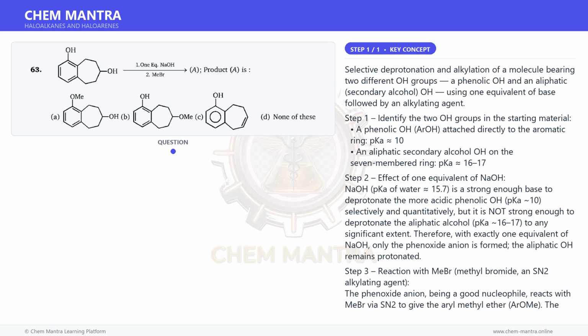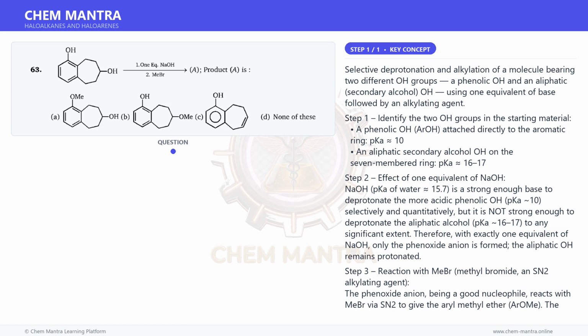Step 3. Reaction with MeBr, methyl bromide, an SN2 alkylating agent. The phenoxide anion, being a good nucleophile, reacts with MeBr via SN2 to give the aryl methyl ether, anisole. The aliphatic OH is unreacted and remains as a free OH.